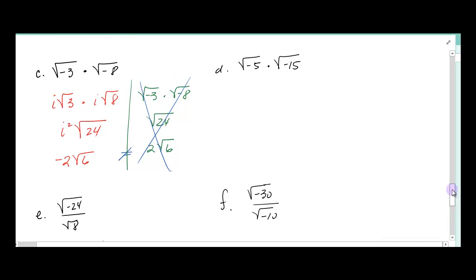Okay, so I have two more examples over here, each dealing with a multiplication and a division. You try these two, and then we'll compare our answers.